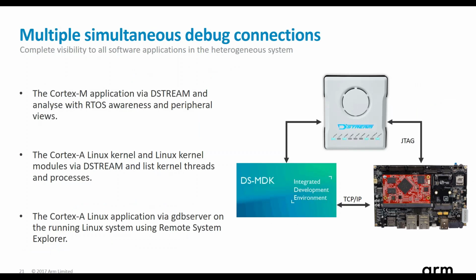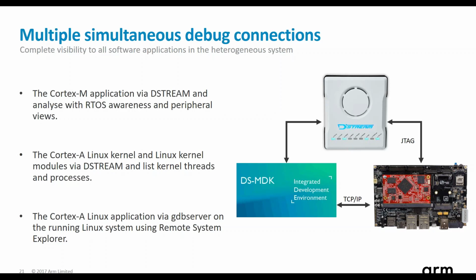What DSMDK can do: DSMDK, which is the development suite that we're going to use now, is able to connect via the JTAG connection, so to do the hardware debug on the Cortex-M4 or the Linux kernel on the A7, or we can use the TCP/IP connection to debug Linux user space applications using TCP/IP, as I said, using GDB server.